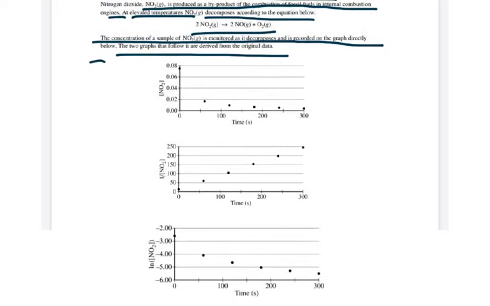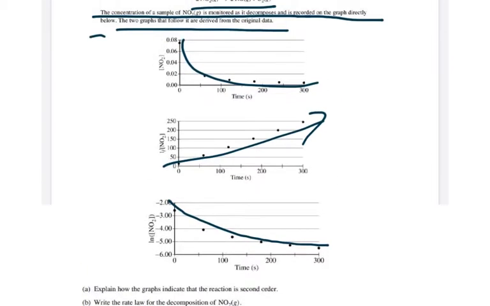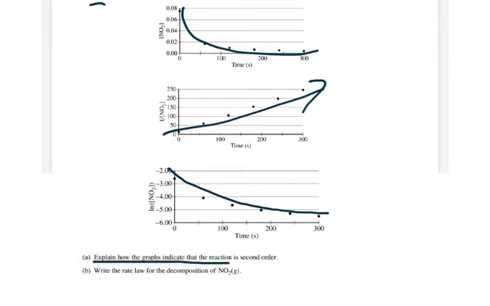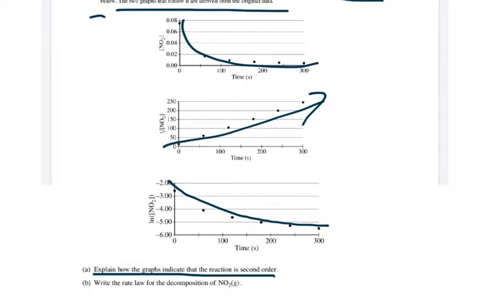So I would immediately try to find the line. This one is a curve, this one is a line, and this one is a curve. So let's see what A says. Explain how the graph indicates that the reaction is second order. Well, the reaction is second order because the graph for 1 over the concentration of nitrogen dioxide versus time is linear, and that's all you have to say.